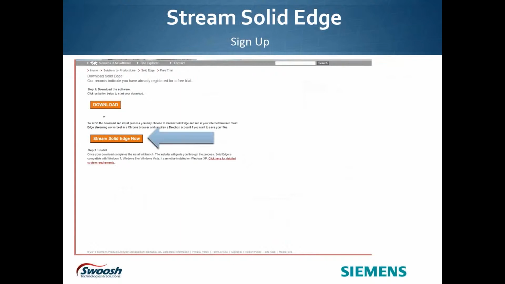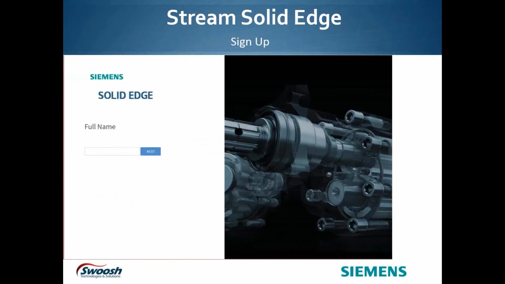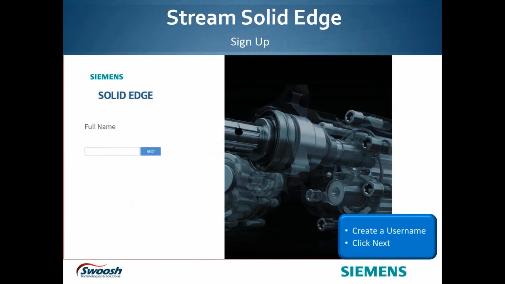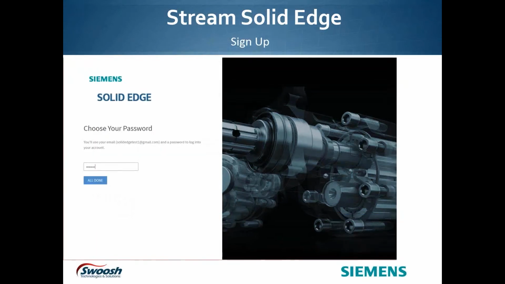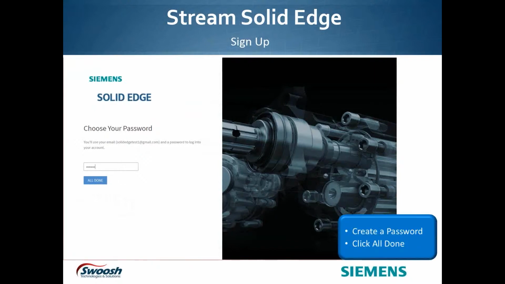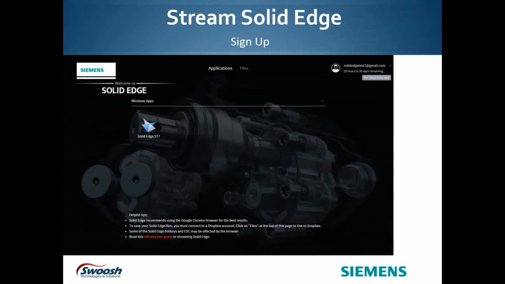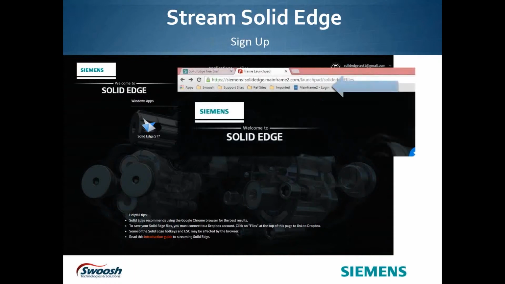Once you click on the stream your Solid Edge now, it'll take you to this page here. All you need to do is create your username and click on next. Create your password. Click all done. You'll see a web page churn. It'll start creating your environment, and then it'll load you up into this splash page here, which is the welcome screen when you log in. Here you can see the application. You'll see your username up in the top right.